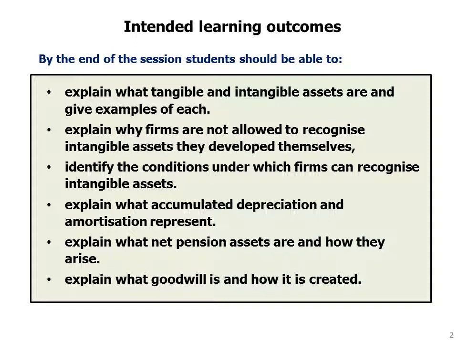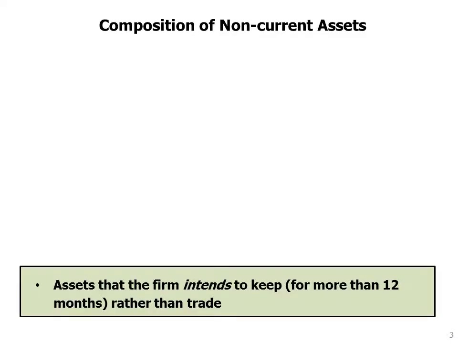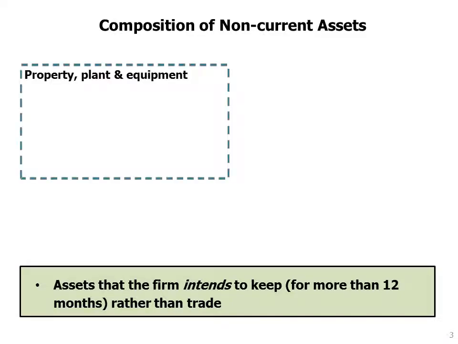And as usual, intended learning outcomes for this lesson. The firm's operating assets comprise its working capital, which we looked at in the previous lesson, and its non-current assets. Non-current assets are assets which the firm does not expect to sell, use up or dispose of in the next 12 months. Property, plant and equipment, which includes land, buildings, trucks, automobiles and machinery, makes up the largest part of non-current assets at most firms.